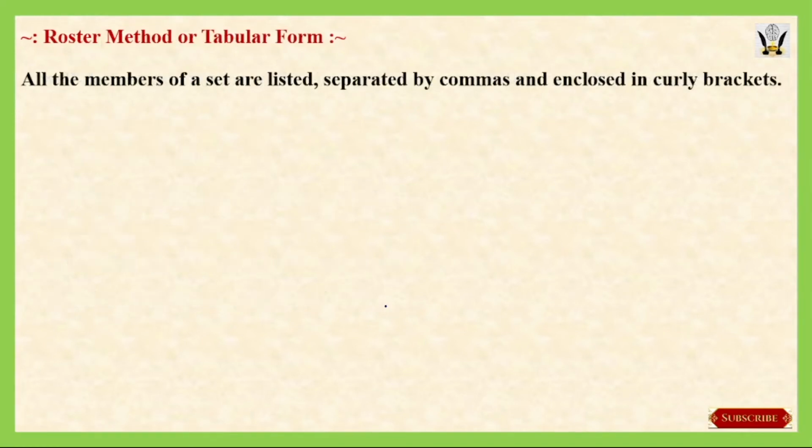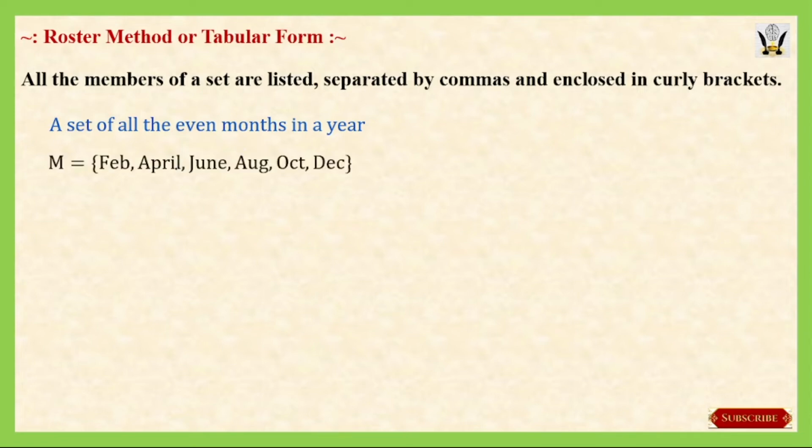The second method is the roster method or tabular form, which we mostly use. In this method, all the members of a set are listed and enclosed in curly brackets, and the elements of that set are separated by commas, which we have already seen in the introduction of a set. As an example, if we take again a set of all the even months in a year, then it can be represented this way. Here we will give a name to that set, and that will be denoted, as I said, by a capital letter. So here the set name is M.